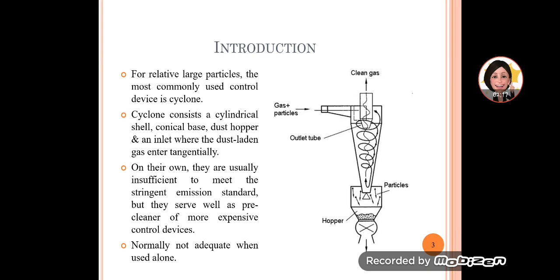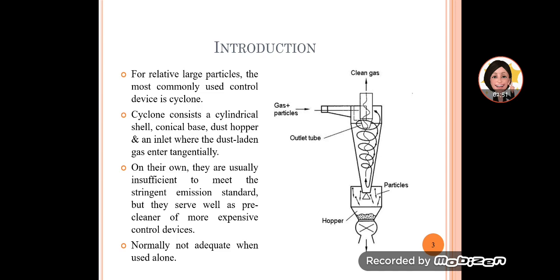Cyclones are used for relatively large particles, and this is an example of a cyclone. It usually consists of a cylindrical part here, a shell, and then it has a conical base and a dust hopper at the bottom. It has an inlet for the dirty gas plus particles to enter, an outlet where the clean gas exits, and below the hopper is the exit for the particles that have been collected.